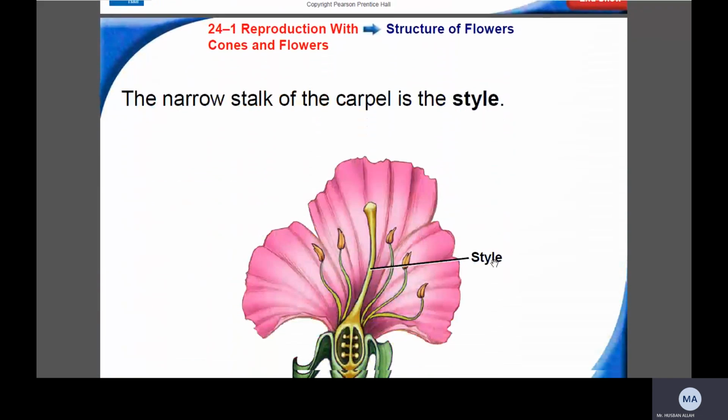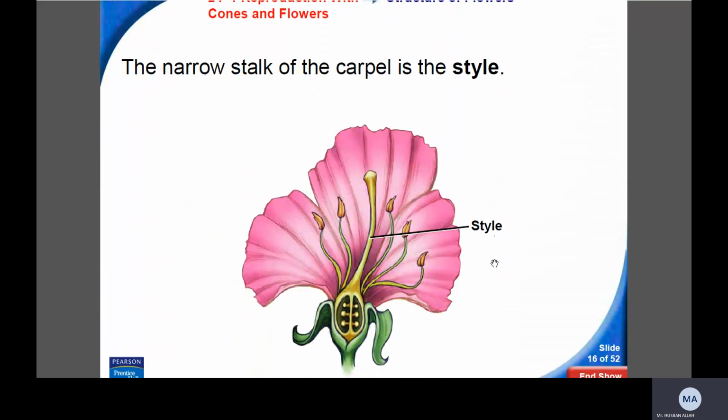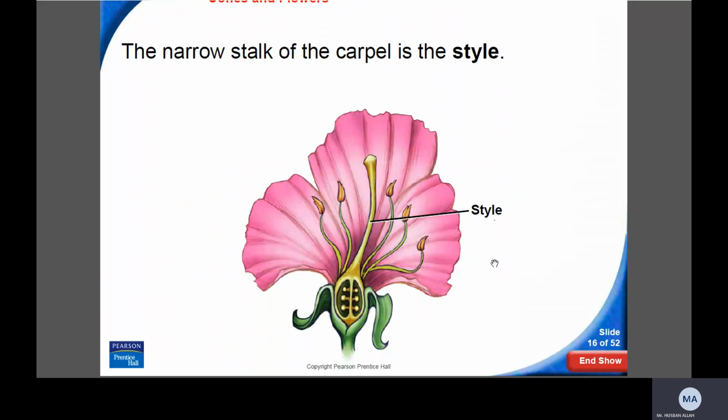The narrow stalk of the carpel is the style, and what is the function of the style? To move the pollen. Support is also a function. Support of the stigma will also occur, right? But besides the support of the stigma, what will happen? Besides that, the main important function which it has is that it will take a pollen grain and give it to the ovary, right? So that is the main function of the style.